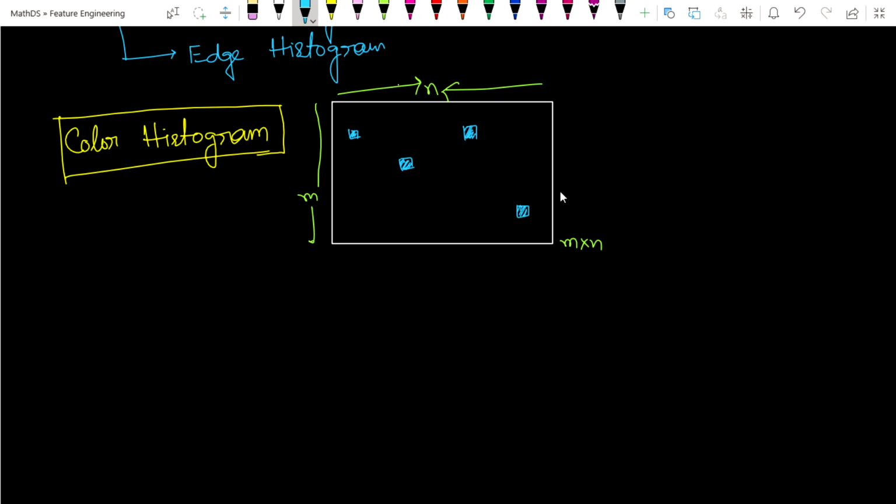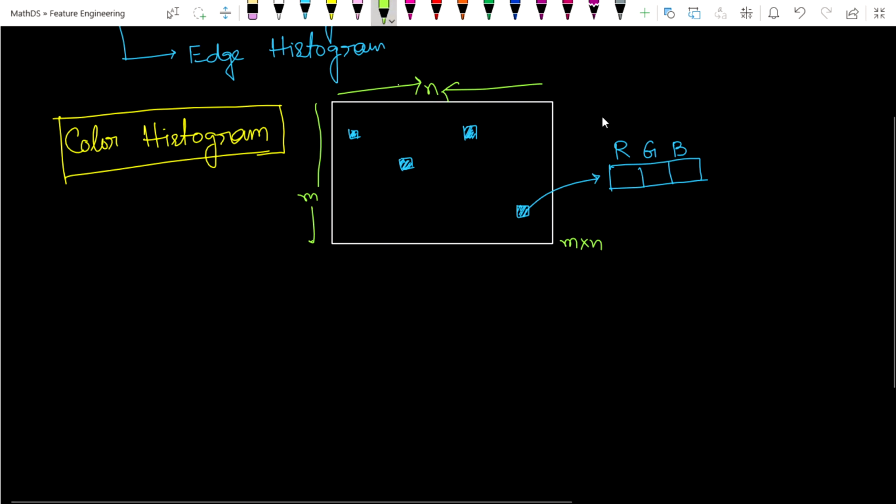Each pixel is a combination of three colors: red, green, and blue, RGB. The density of each color, red, green, blue, lies from 0 to some maximum value. There are various techniques, but in the simplest one, it is 0 to 255.